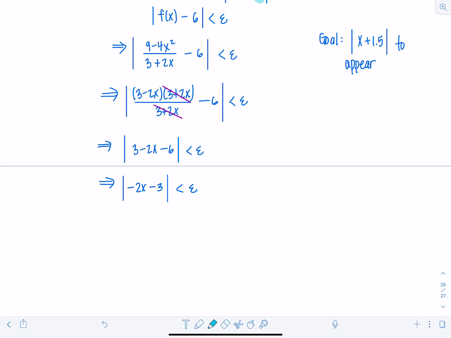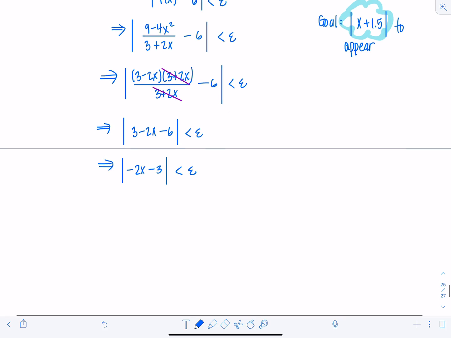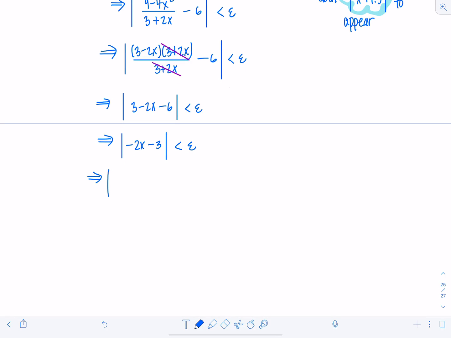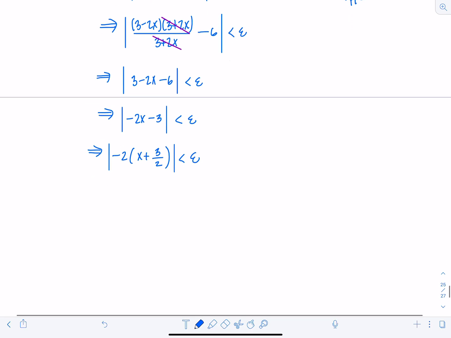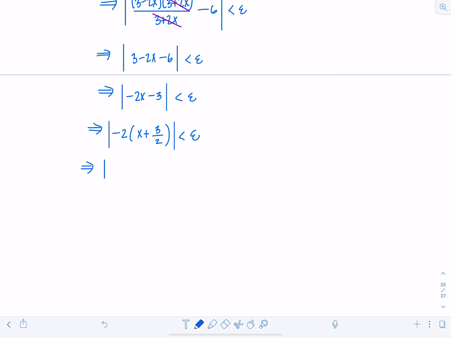And remember, I'm trying to get x plus 1.5 to appear. And I notice I can factor out a negative 2, but do that carefully. So if I take out a negative 2, then I have x plus 3 halves as the other factor inside absolute value. That's less than epsilon. And then you might notice we're almost there. So if you break it up, you have absolute value of negative 2 times the absolute value of x plus 1.5, so it looks like how they had a in the problem. Okay, typically we don't use decimals, but since that's how the problem was written, I'm switching. And then absolute value of negative 2 is just 2, so I can divide by it. So this means 2 times the absolute value of x plus 1.5 is less than epsilon.